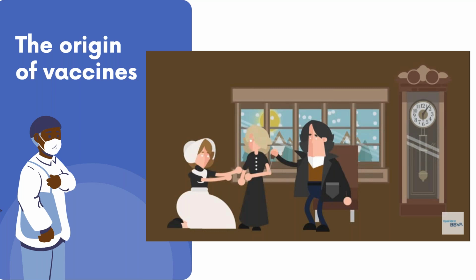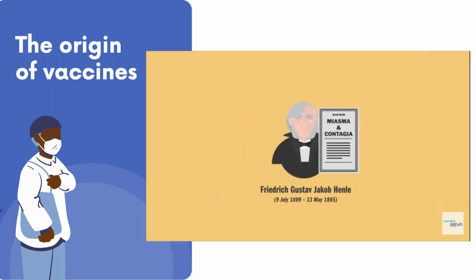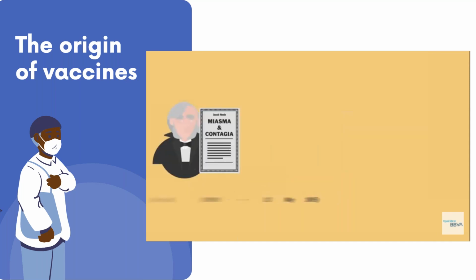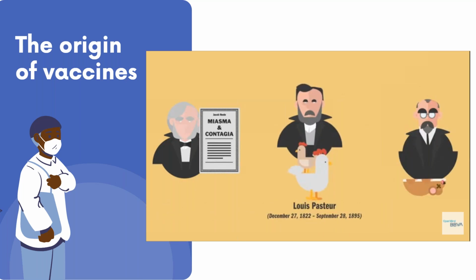The most remarkable thing was that his discoveries were made way before Jacob Henle proposed in 1840 that infectious diseases were caused by germs, a theory demonstrated by Robert Koch. Decades later, Louis Pasteur, inspired by Jenner's experiments, showed that attenuated microbes could be used to prevent diseases, and he proposed the term vaccine in his honor.